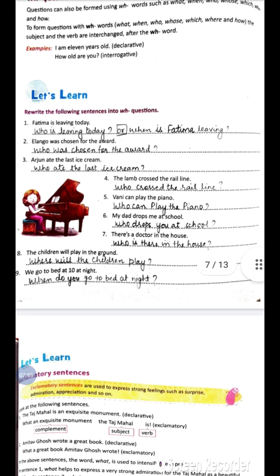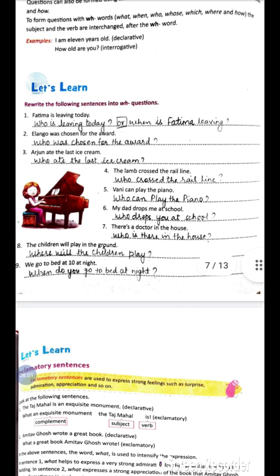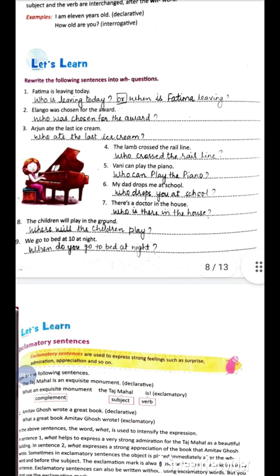Next is rewrite the following sentences into WH questions. Fatima is leaving today. Who is leaving today? Or you can also write, when is Fatima leaving? Arjun ate the last ice cream. Who ate the last ice cream? The children will play in the ground. Where will the children play?